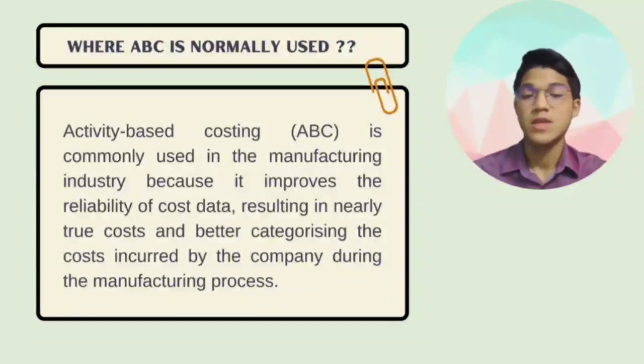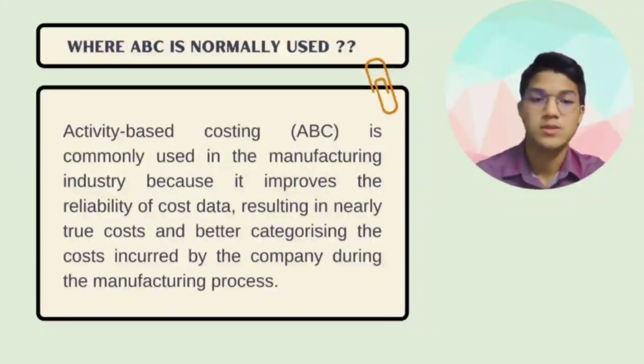Where is ABC normally used? Activity-based costing (ABC) is commonly used in the manufacturing industry because it improves the reliability of cost data, resulting in nearly true costs and better categorizing of the costs incurred by the company during the manufacturing process.